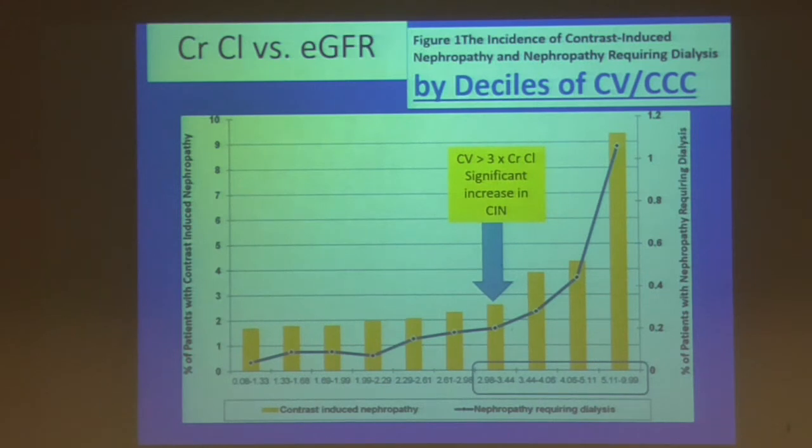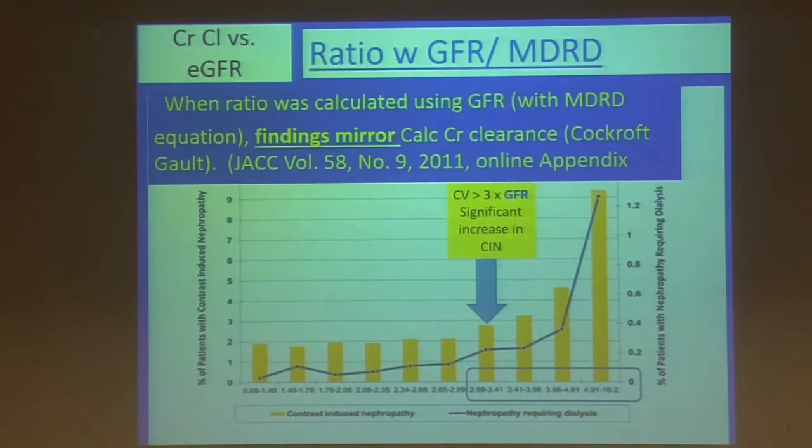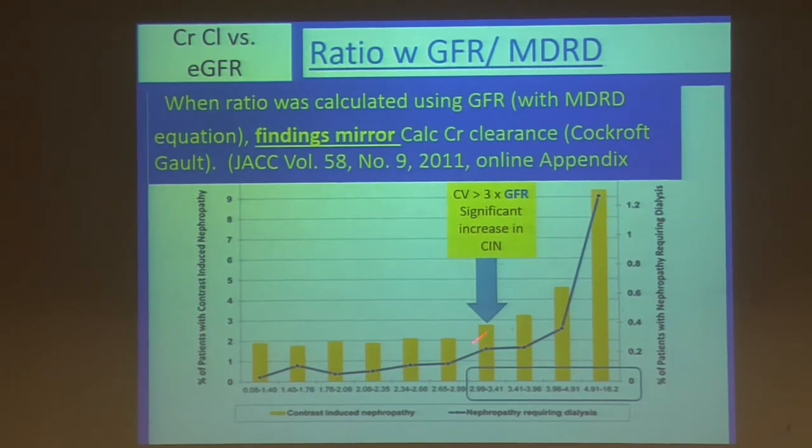This is just a drill down of some of the data from that large observational study looking at safe contrast limits. And this is the calculated creatinine clearance, where you see over 3 a dramatic increase in both contrast-induced nephropathy and AKI requiring dialysis. If we look at that same data using GFR, this was published in some supplementary data for the study, we can see that the results are mirrored using GFR.